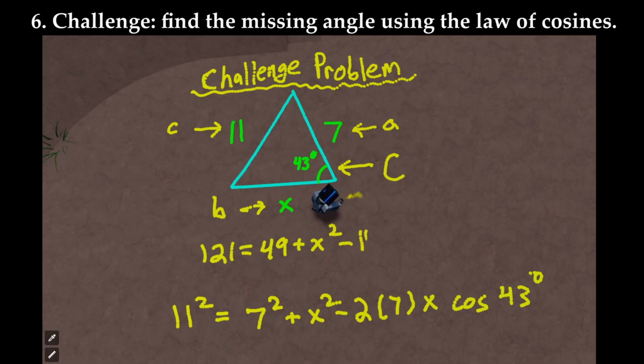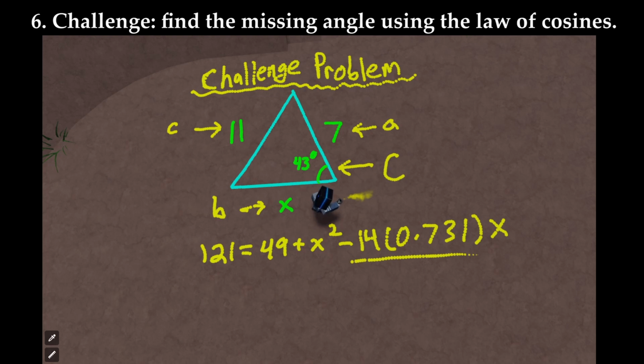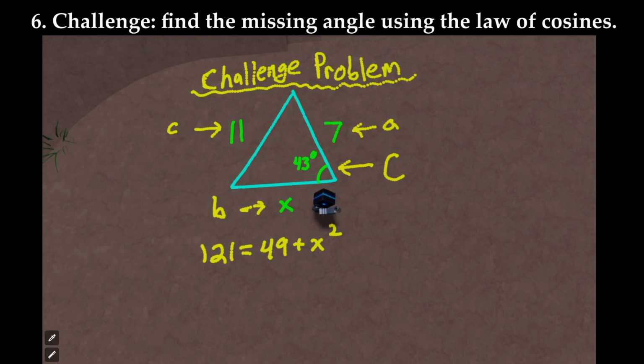And then I'm going to rearrange this and write the cosine of 43 in front of the x. And then cosine of 43, that is just 0.731. And that's times x. And then let's just find the overall coefficient on the x term. So minus 14 times 0.731 is equal to minus 10.23x. And then just subtract 49 from both sides. And if you do that, I think you should get 72.